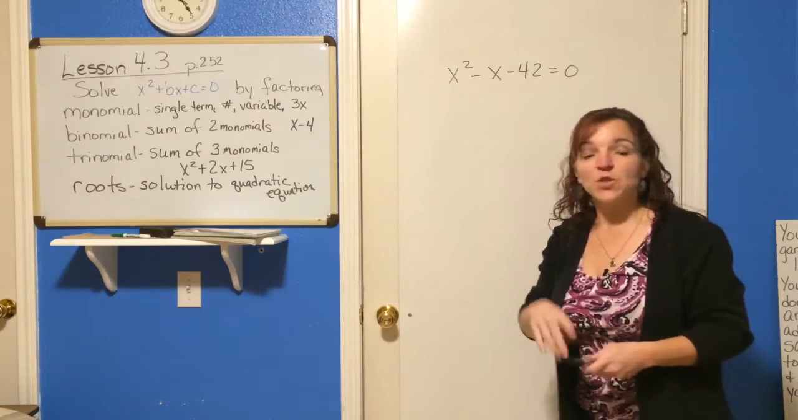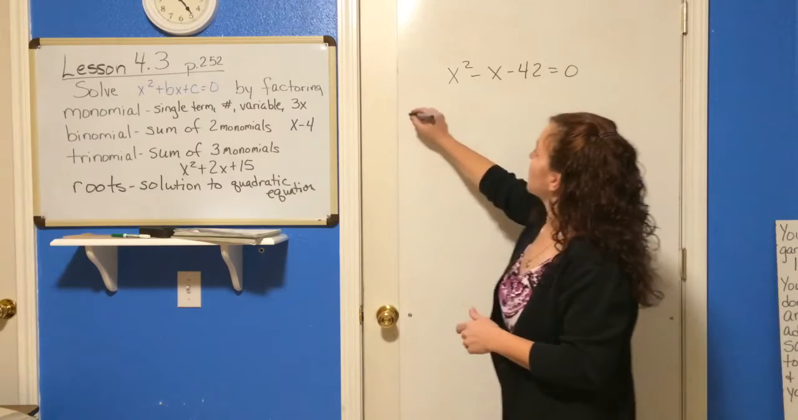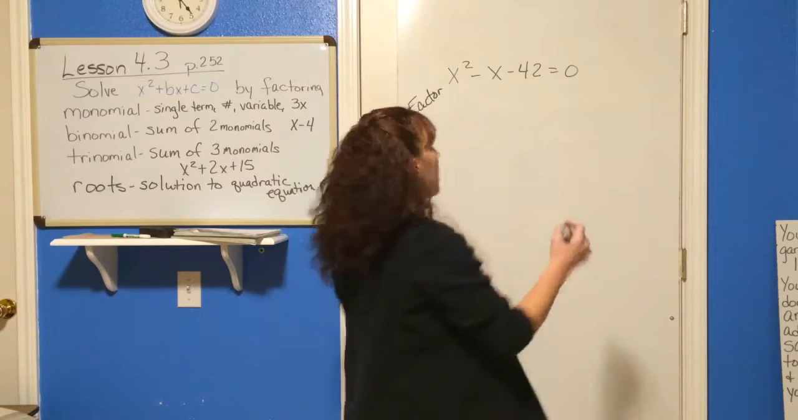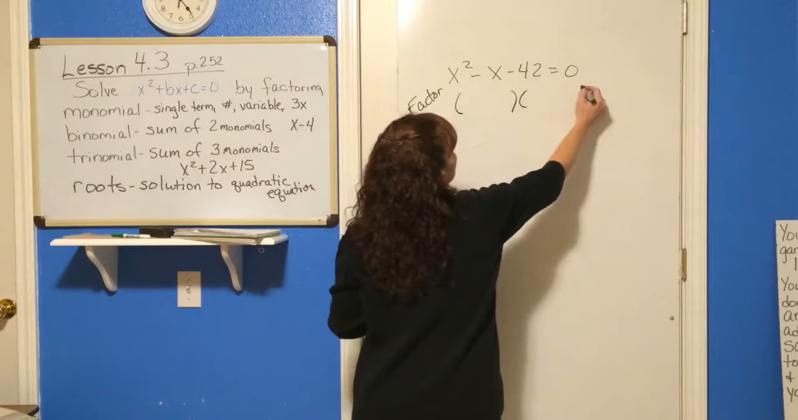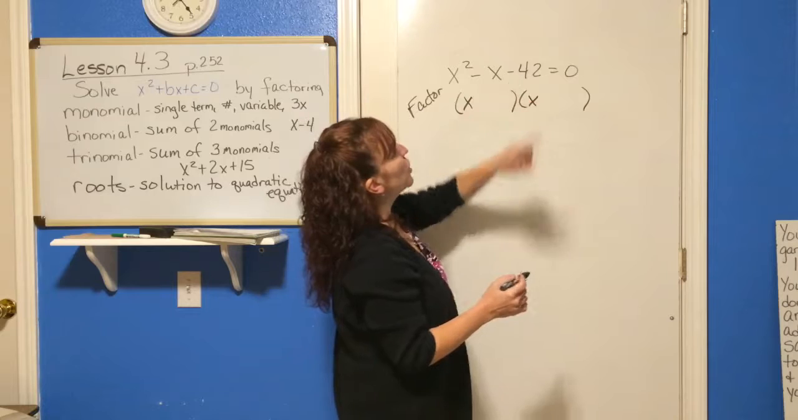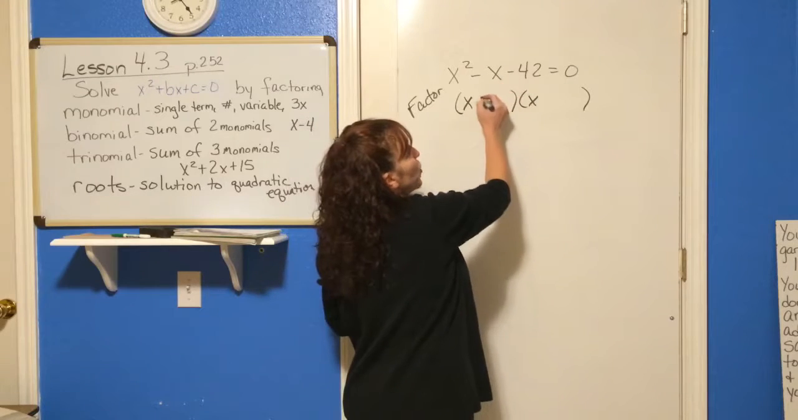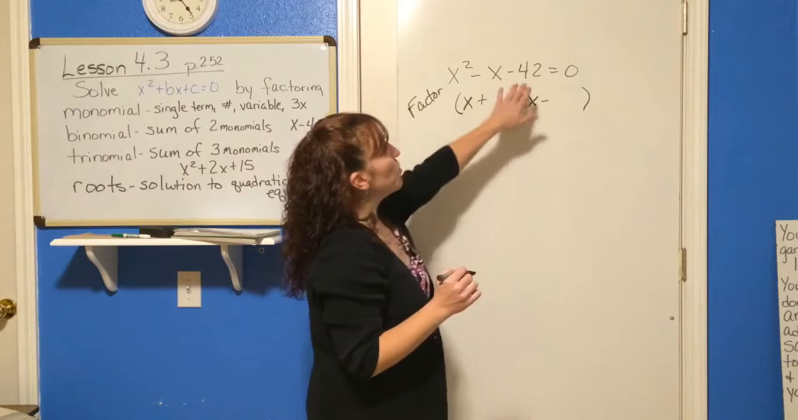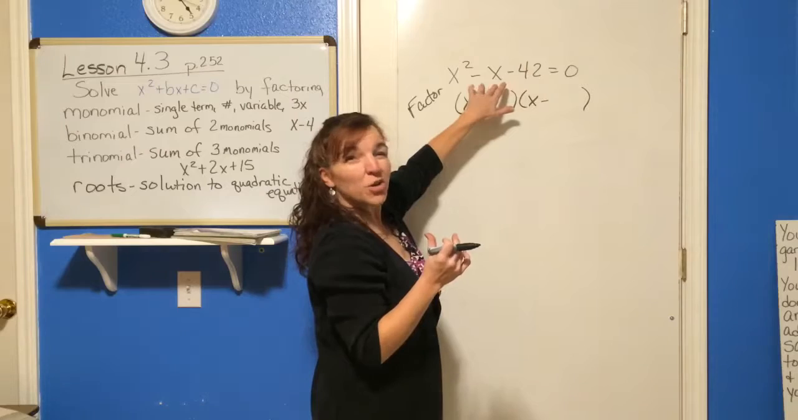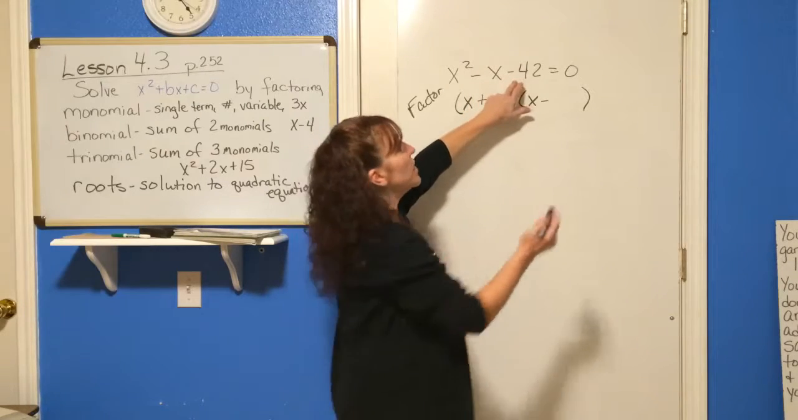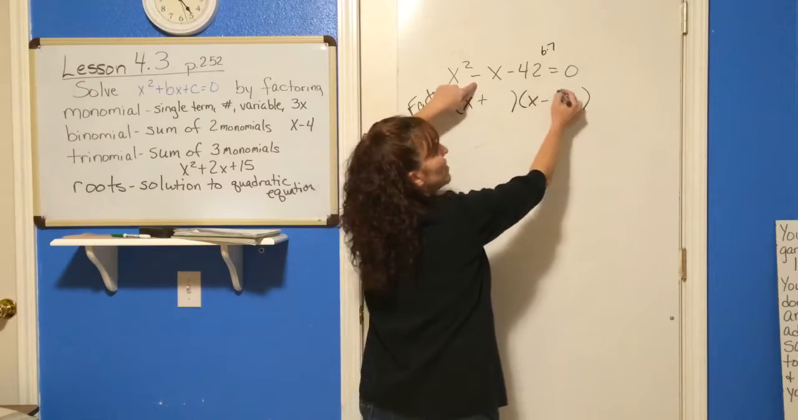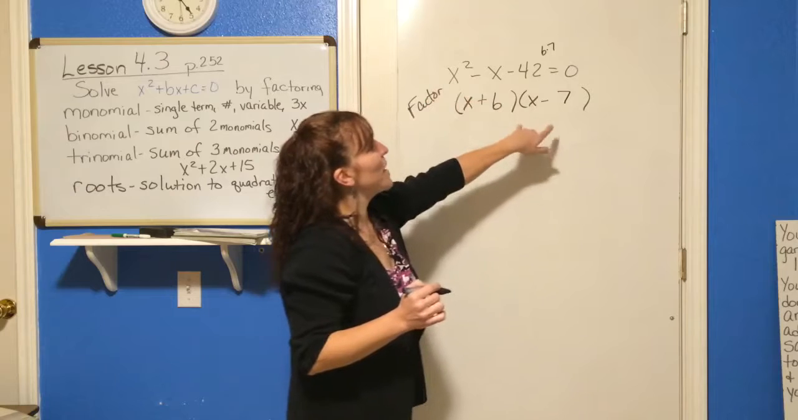The steps to do that: first, you're simply going to factor. If you remember how to do that, then shut it off and do it without me, and then come back. So you're going to have x times x equals x squared. Your 42 is going to be negative, so one is positive and one is negative. You're going to multiply together to get 42, but you want it to subtract to get a negative 1. I know that 6 times 7 is 42, so that's the one I want. I want the larger number to be negative, so the 7 is going to be the negative. So x plus 6, x minus 7.